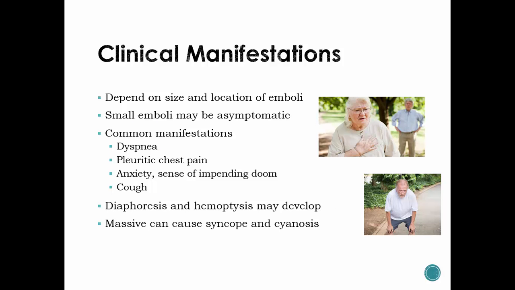Clinical manifestations are going to depend on the size and the location of the emboli. Your small emboli may be asymptomatic. Your common manifestations and your symptoms usually appear abruptly. Dyspnea and pleuritic chest pain are probably your two most common findings of a PE. Anxiety and a sense of impending doom are also common. May have a cough. Diaphoresis and hemoptysis, or coughing up blood, may develop. Massive PEs can cause syncope and cyanosis.